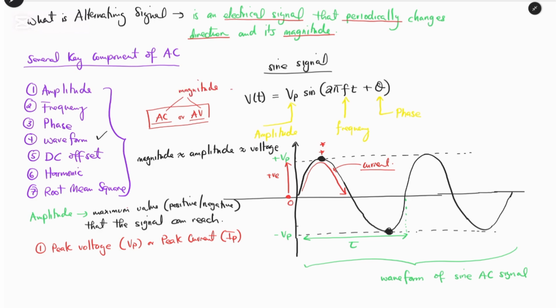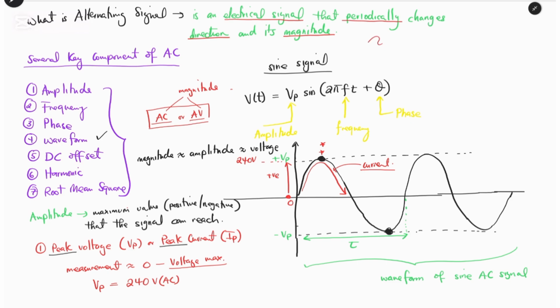In the peak voltage, we can see that the measurement of the peak voltage is from 0 to the voltage maximum of the waveform. For example, if Vp is equal to 240 volts, we can say Vp is equal to 240 volts AC. The important term to remember is the peak. That means the highest point which the signal may reach.